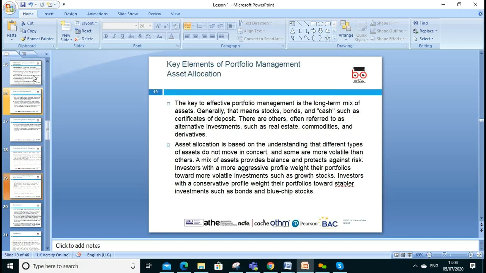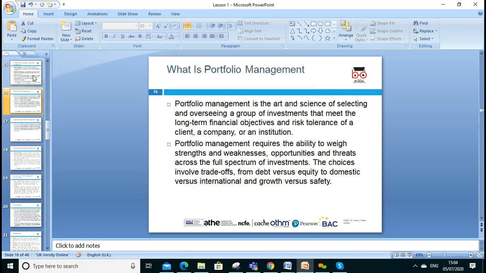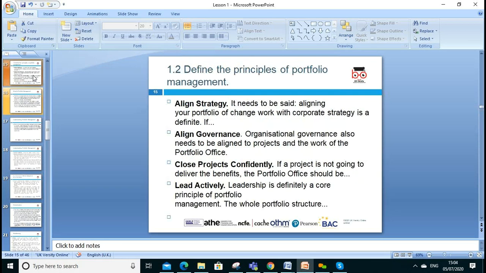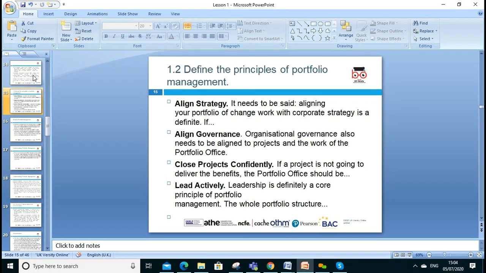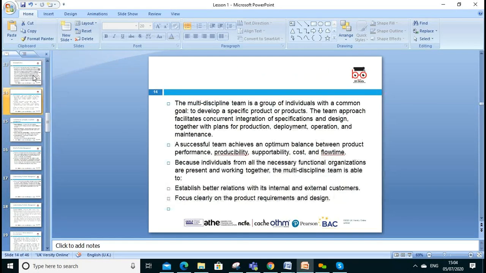So here we're looking more at the financial side and the portfolio of the manager. The key element of the portfolio is asset allocation. The key to effective portfolio management is a long-term mix of the assets.